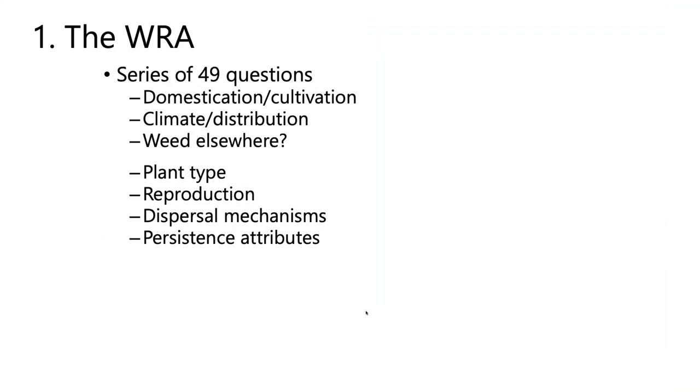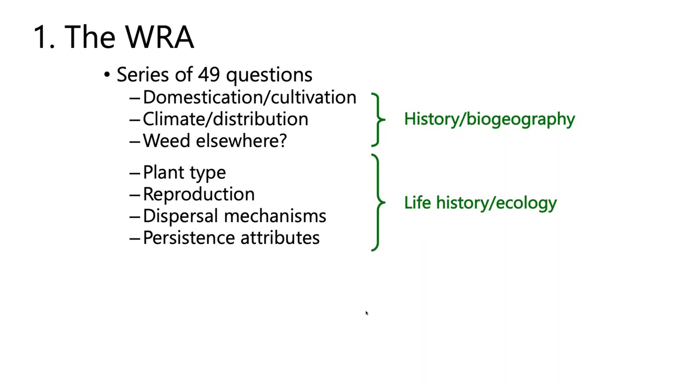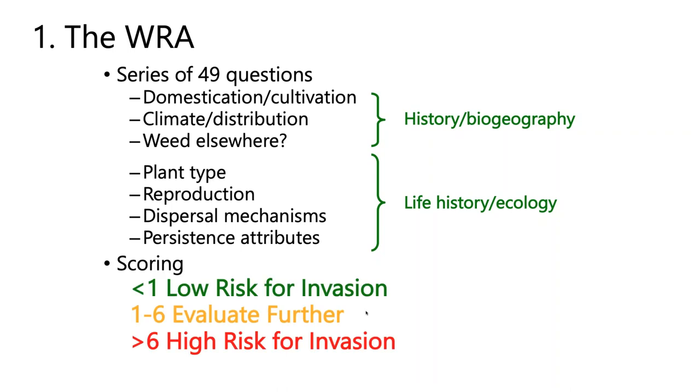This risk assessment, the predictive tool, is a series of 49 questions, and based on the domestication, climate, and weediness elsewhere, that's considered more of those history and biogeographic questions. The rest of the questions kind of fall into this life history and ecology subsection. So what kind of plant is it? How does it reproduce? And what are those dispersal mechanisms? Each question is answered typically with a yes or no answer. There are a couple that you enter a number, but generally they're yes or no questions.